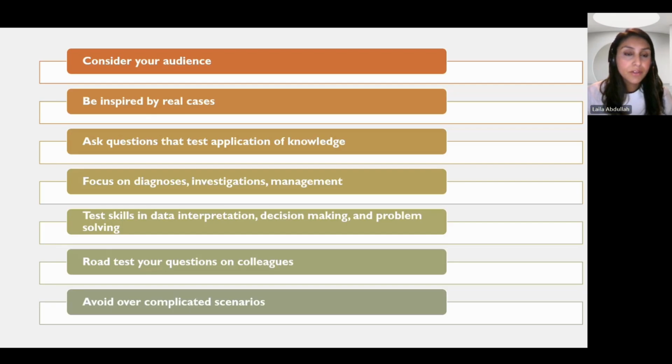So a few top tips here. One is to really consider your audience. So for the MLA, the medical licensing assessment, the level of the learner is a final year student who's about to graduate and become an FY1 doctor. And the questions that you're writing, you want to ensure that whoever's answering the question is safe to become an FY1 doctor.